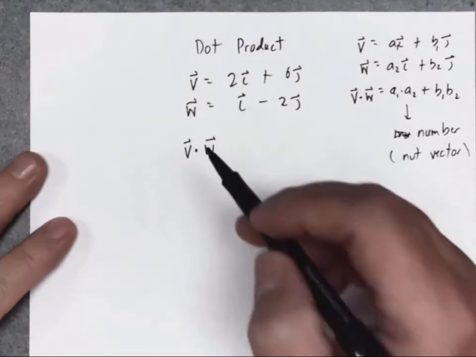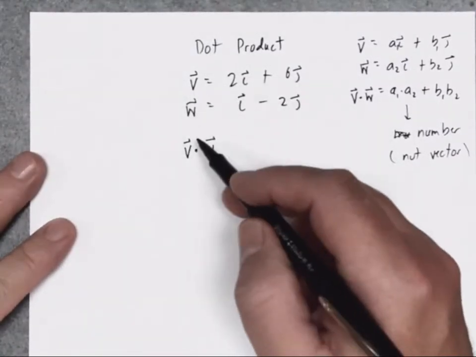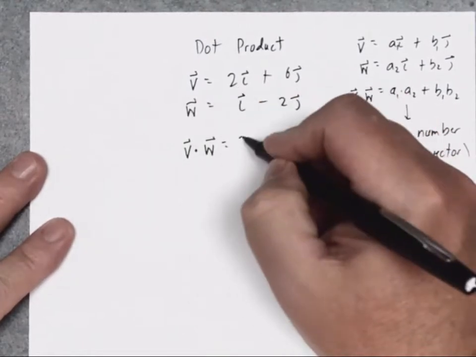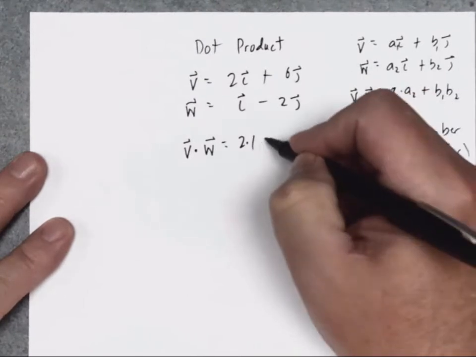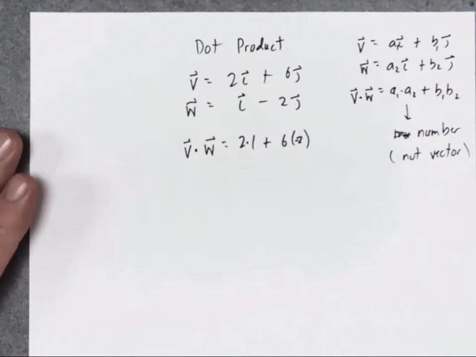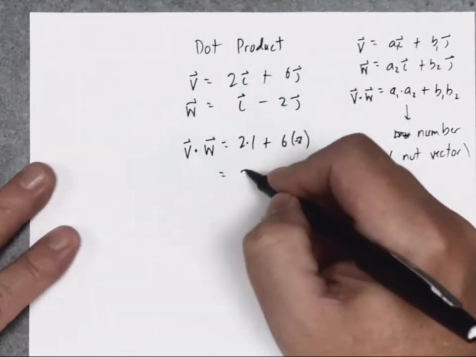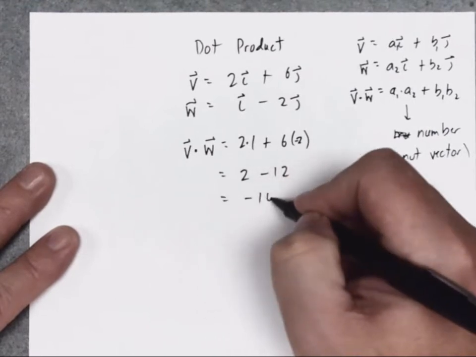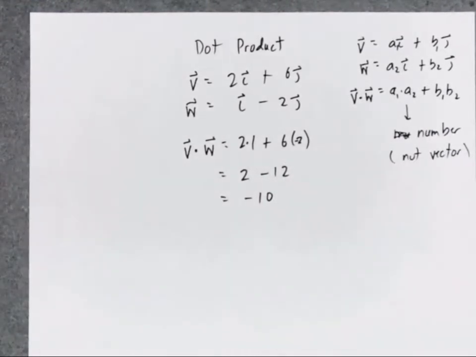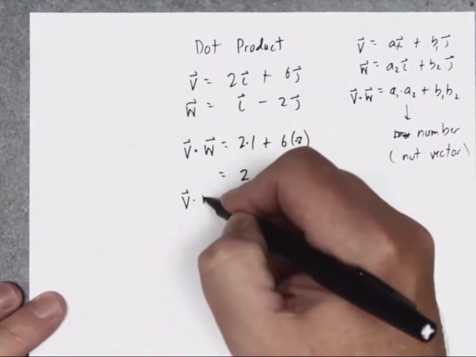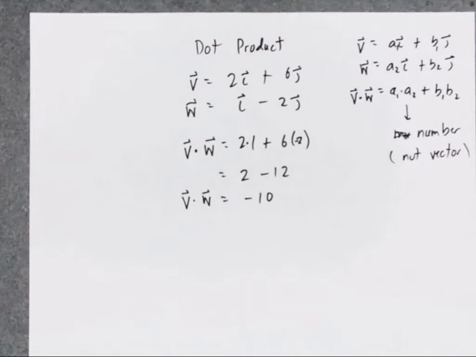So now knowing that, when I go over here to my actual v and w vectors, v dot w would be 2 times 1 plus 6 times negative 2, 2 minus 12, looks like the dot product is going to be negative 10. So not very difficult.